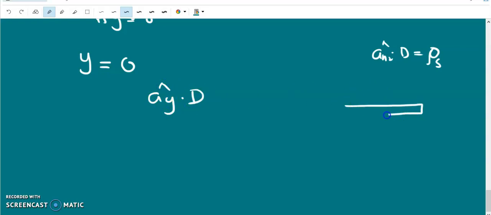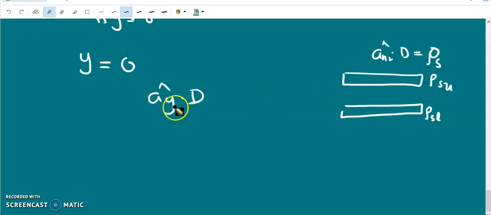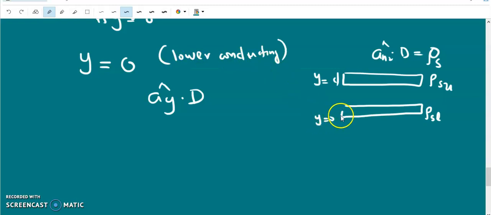For the lower conducting plate, the surface charge density is written as rho s L. And for the upper conducting plate, the surface charge density is written as rho s U. And this is for the lower conducting plate, y equal to 0. So the expression becomes ay cap dot D is equal to rho s L. So D is epsilon E, so ay cap dot epsilon E.